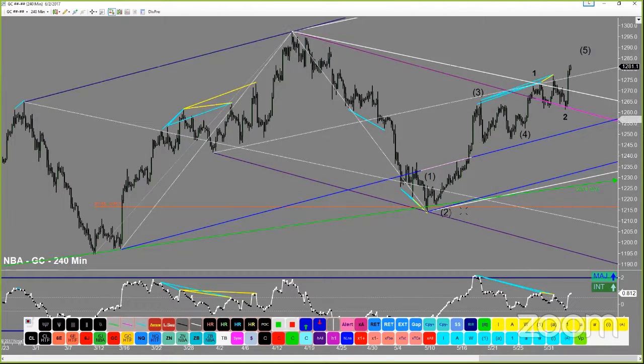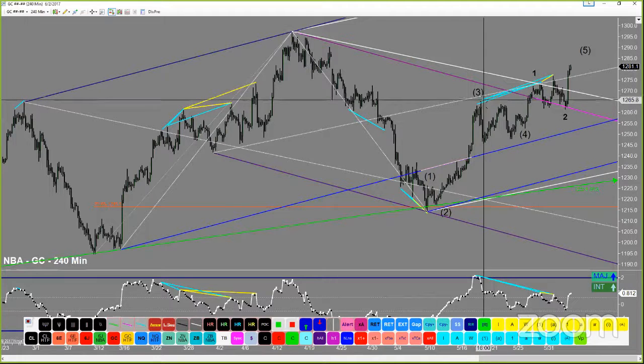So it's looking like basically a nice 1, 2, 3, 4. So we got a nice triangle for the 4th wave. And Dan actually bought this for a long, and I think he got a pretty good chunk out of this. I don't recall what his exact exit was on that.